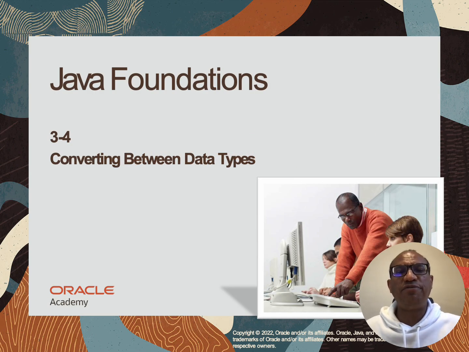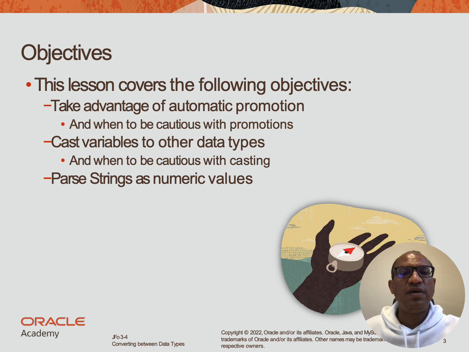Welcome to section 3.4, converting between data types. In this lesson, we'll explore promotions, casting, and converting strings to numbers in Java. Here are your learning objectives. You'll learn about automatic promotions, cautious casting between types, and how to parse strings into numeric values.